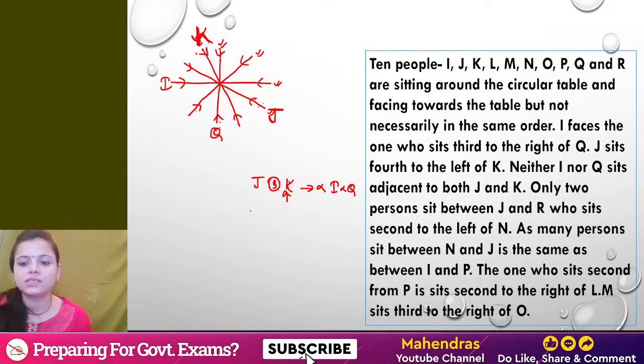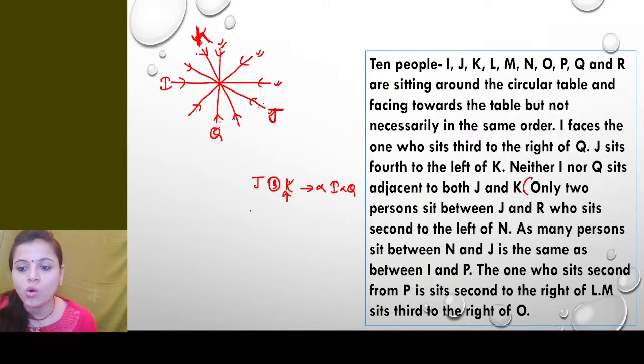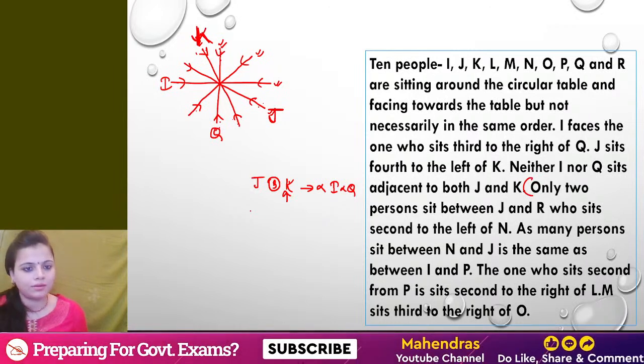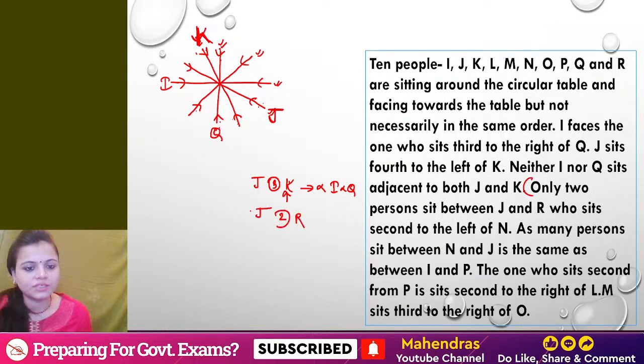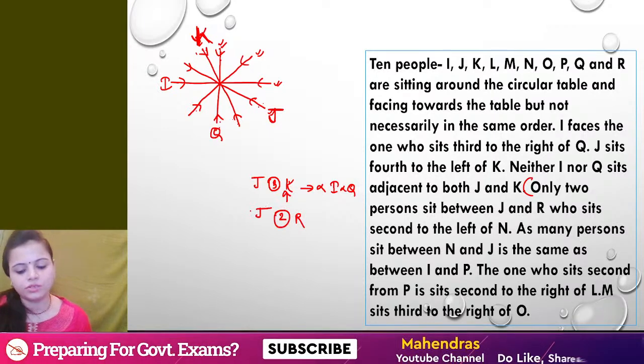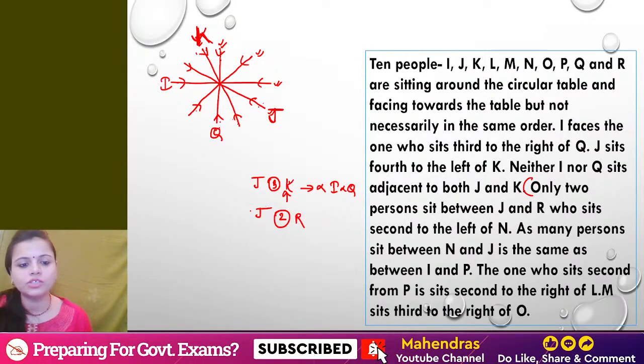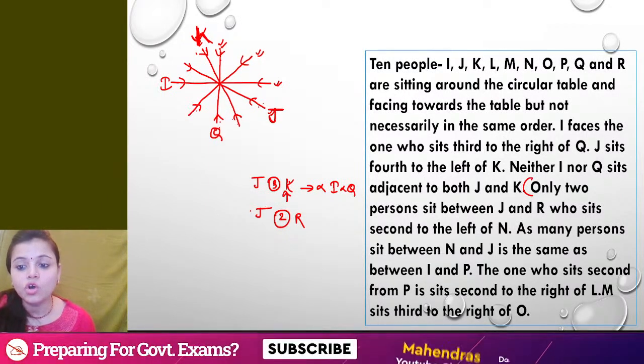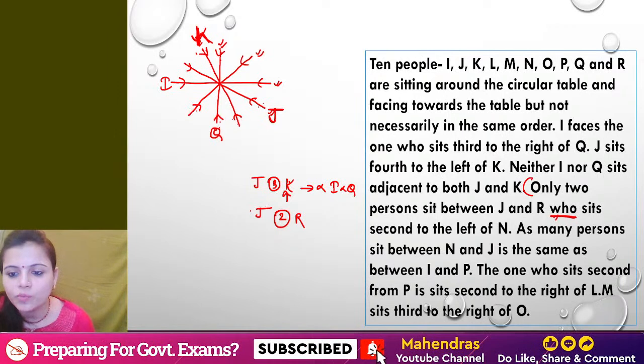Okay. Next, what they're saying: neither I nor Q, both J and K, only two persons sit between J and R. Between J and R, only two persons, but on the right or on the left is not given. So just write down the hint: only two persons between J and R. Who sits, who means R. Who sits second left of N?